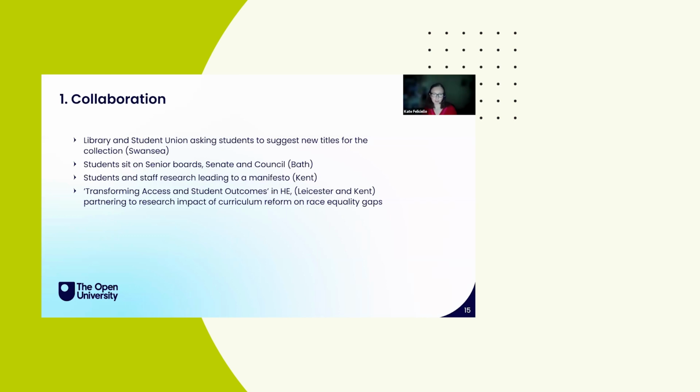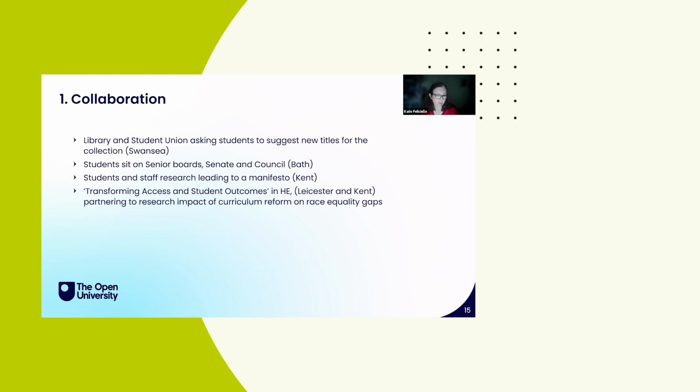So in our first section, we had collaboration. So we found some examples of that. Now, remember, we are looking at public-facing websites, so there may be more going on in these institutions than what we're aware of. So the samples that we found there at University of Swansea, they had the library and the student union asking the students to suggest new titles for their collection, actually getting the students involved.